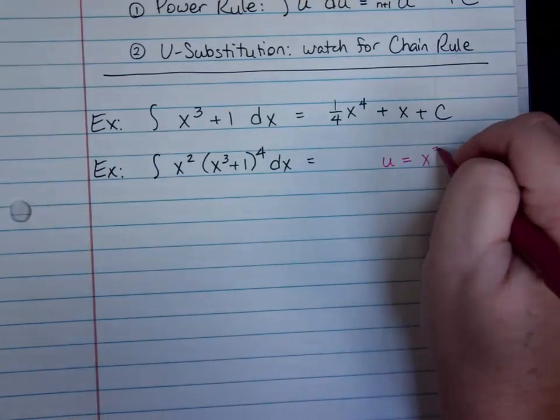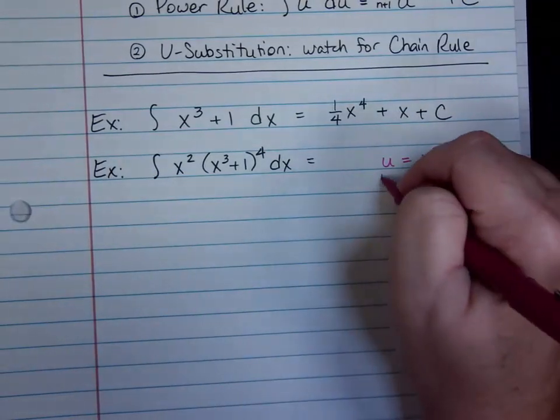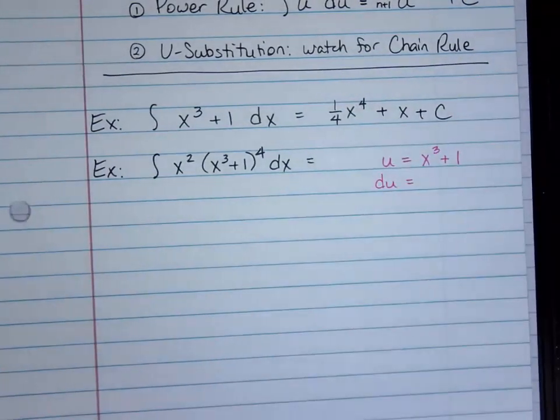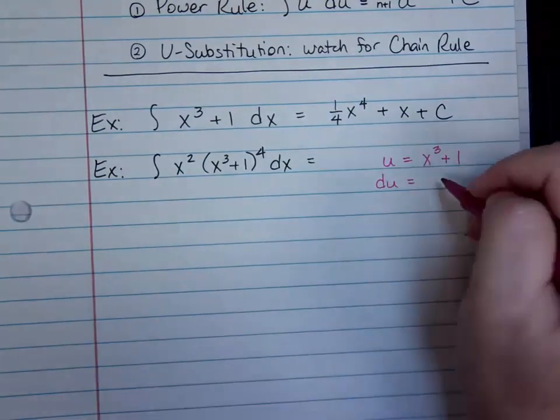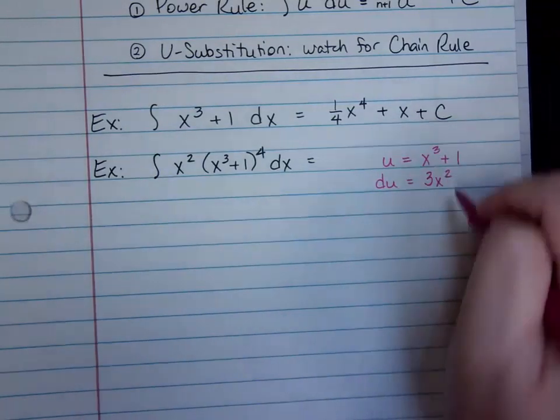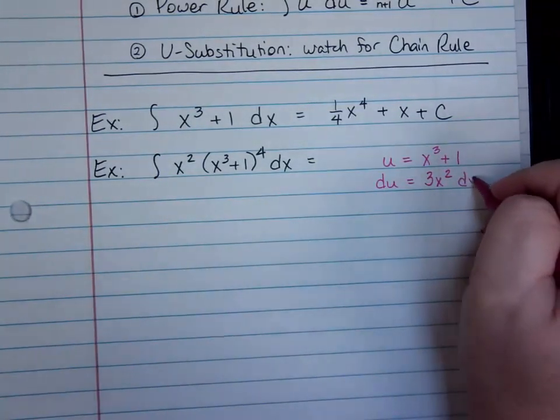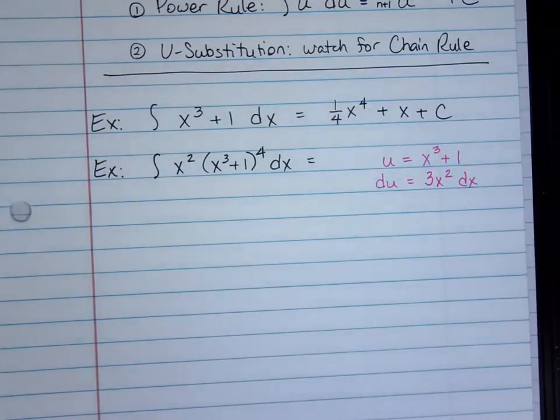x cubed plus 1. Then you need to write du: 3x squared. Now, du is 3x squared, but it is really 3x squared dx. You need to get in that habit of writing that dx, because in one of the lessons we're going to have coming up, the dx is very important. So make sure you write that down.